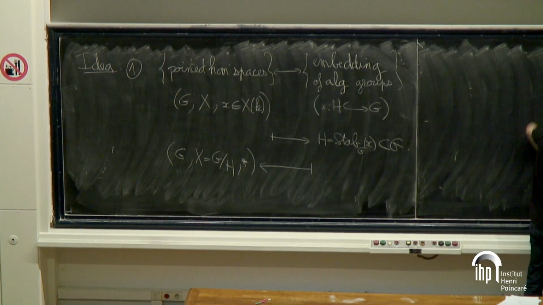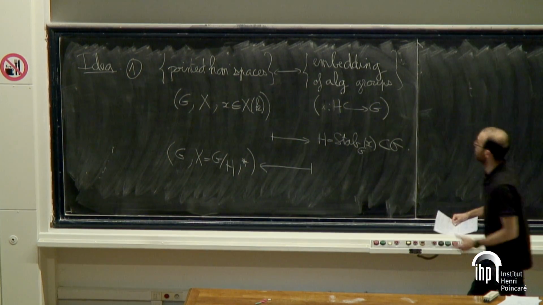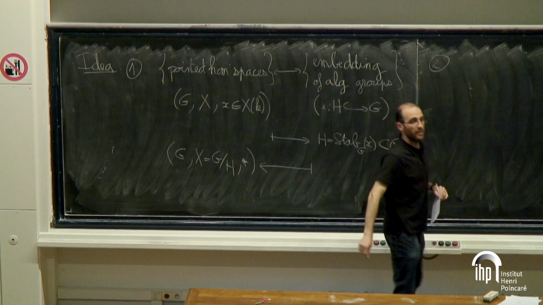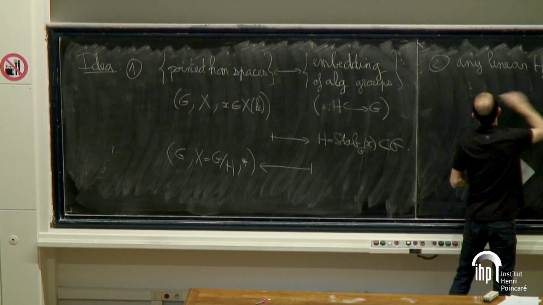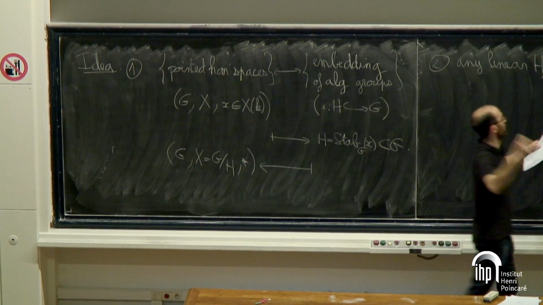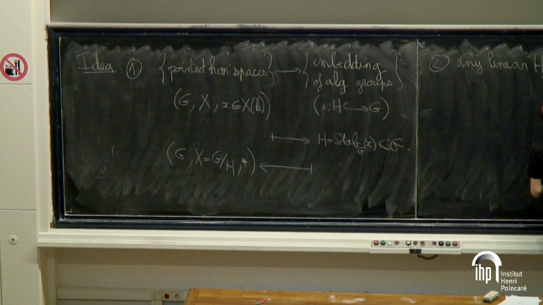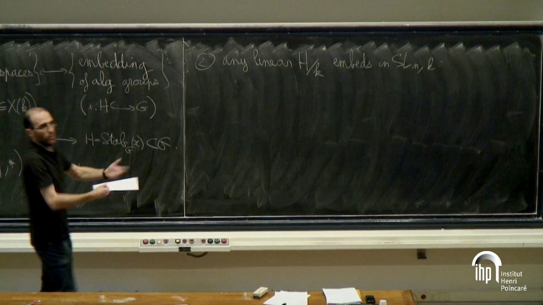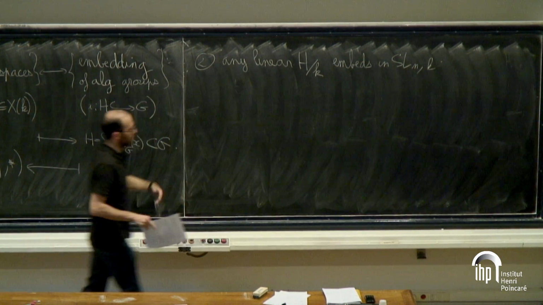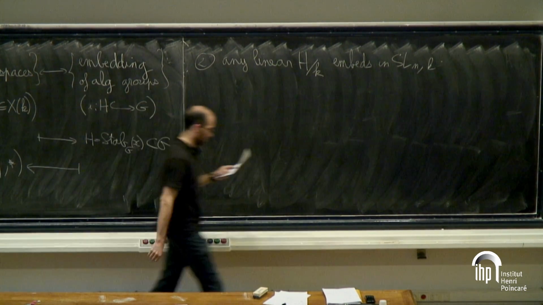And the second step, the second ingredient in the proof of the case of homogeneous space with a rational point, is the very basic fact that any linear algebraic group H over K embeds into some SLN for some big N. Essentially, this enables you to produce new homogeneous spaces with the same stabilizer and to make the reduction.